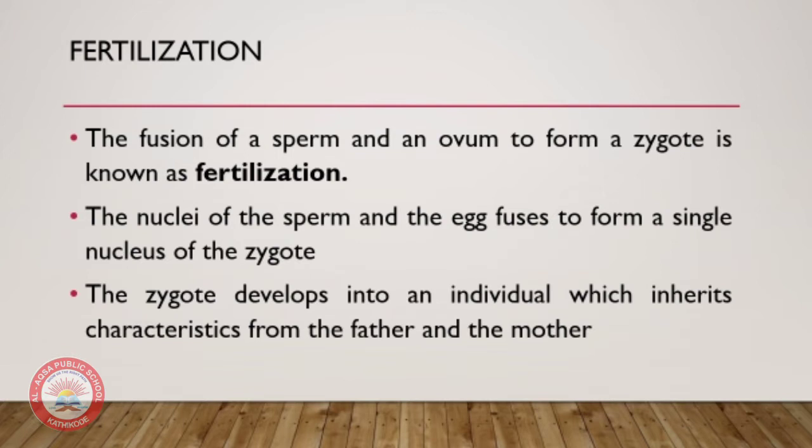What is fertilization? The fusion of a sperm and an ovum to form a zygote is known as fertilization. The nuclei of the sperm and the egg fuse to form a single nucleus of the zygote. The zygote then develops into an individual which inherits the characters of both the father and the mother.